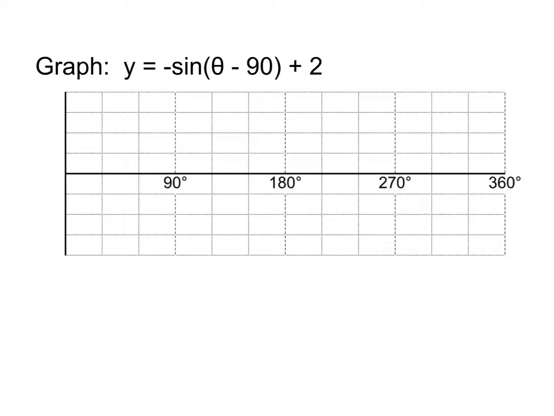All right, so first thing I'm going to do is go back to that vocabulary. First up, the midline. The midline here is going to be up 2. So that's actually the first thing I'm going to draw on my graph, the midline up at 2. From there, also the amplitude. Well, there's no number written in front of sine, which is where we normally get our amplitude from. So what is the amplitude? The amplitude here is just going to be 1.